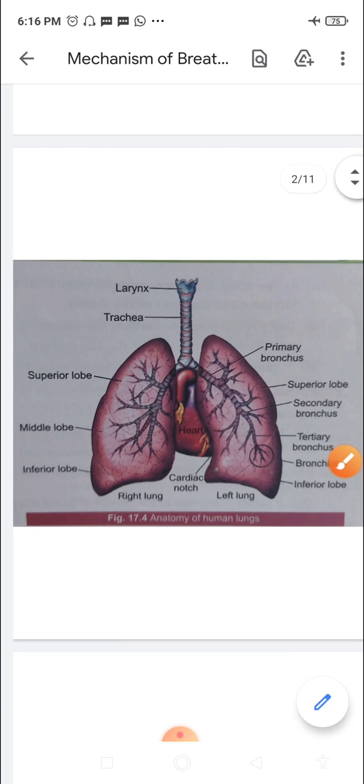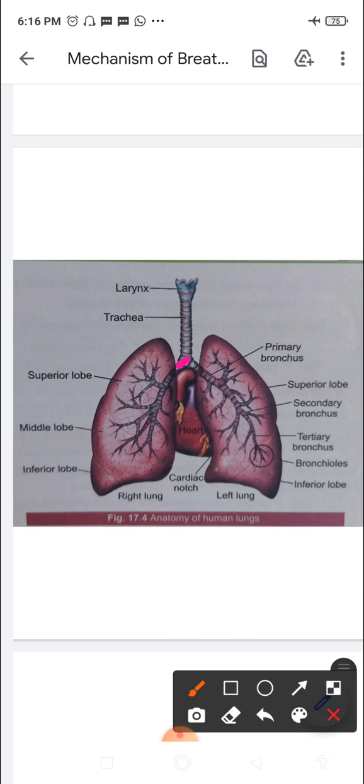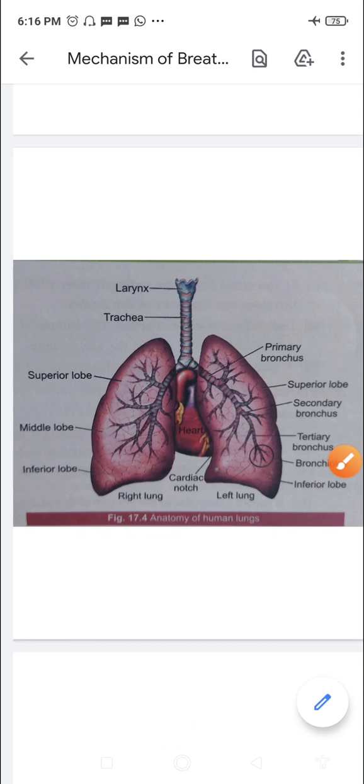You can see here, these are the main bronchi, the pulmonary bronchi. Other than that, all the parts here which are entering inside the lungs are contained inside the lung basically. Now let's come to the left and the right lung.